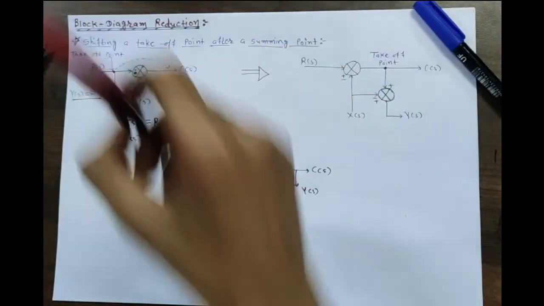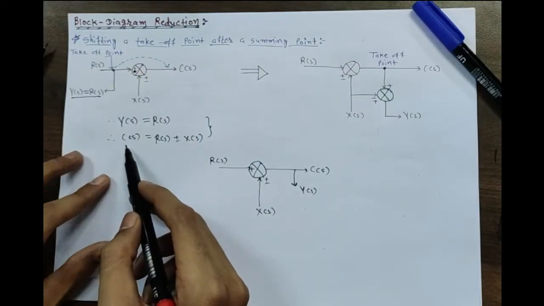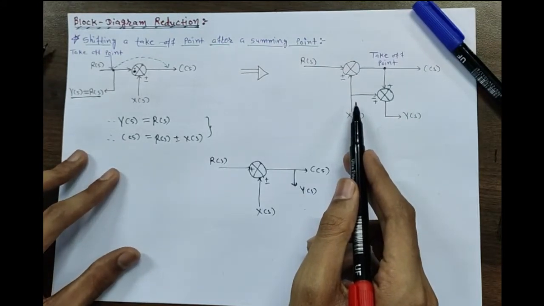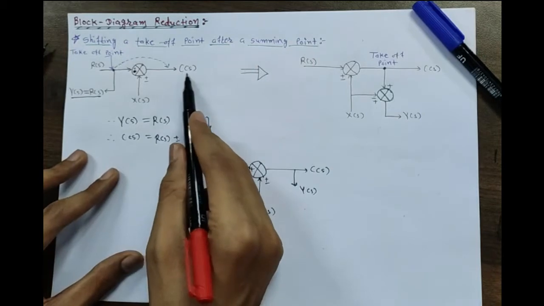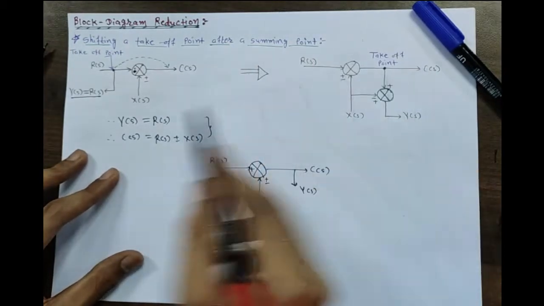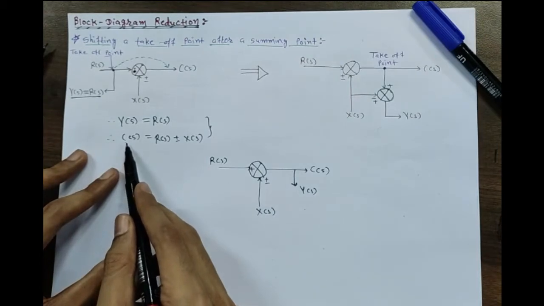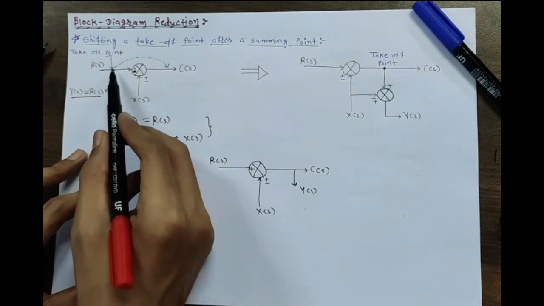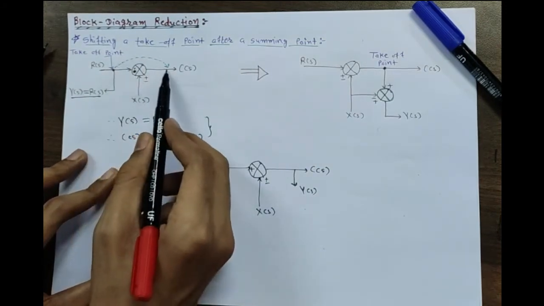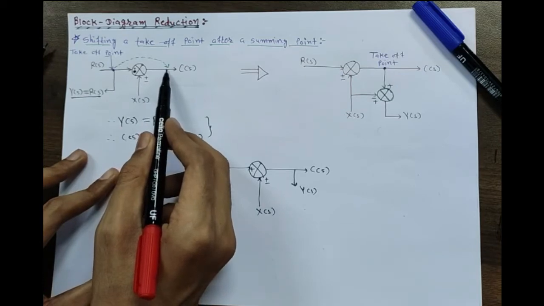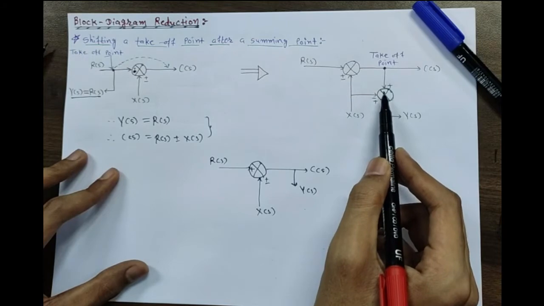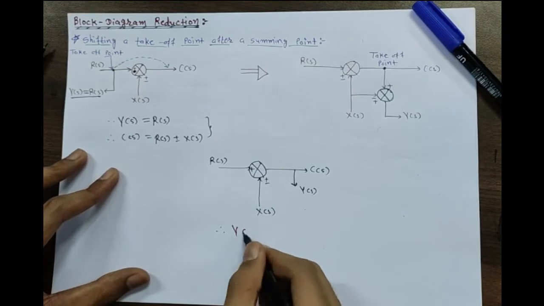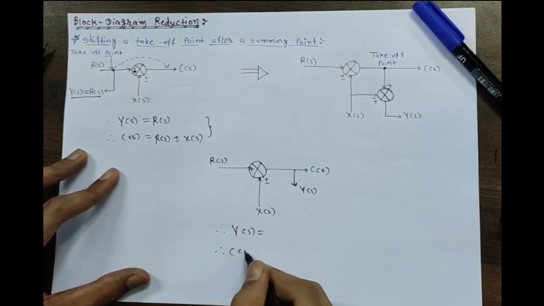Now let us find the value of y of s and c of s, because if we are transferring to another network, that means we are finding the equivalent network, so the outputs are not going to change. It means the values of y of s and c of s are not going to change at all if we are transferring the circuit from one to another. So in this case, we are going to find what the equivalent circuit will be whenever we shift this takeoff point after the summing point. The answer is here, but how can we arrive at this? So whatever we want to find, that we are doing. Now let us find the value of y of s and c of s.